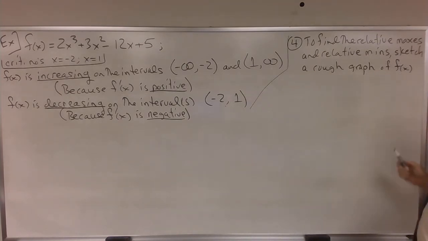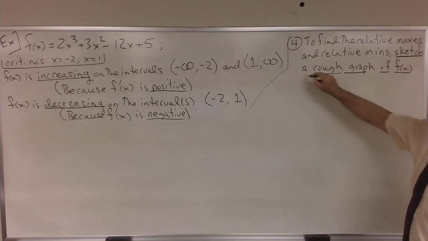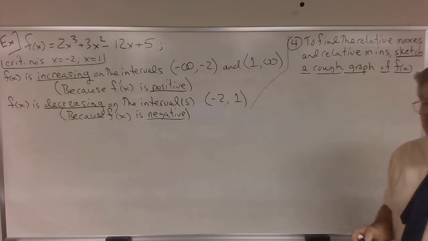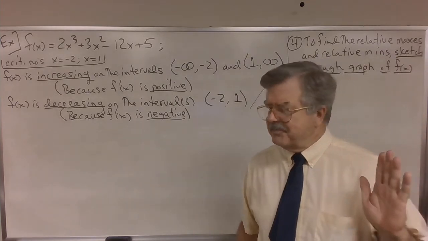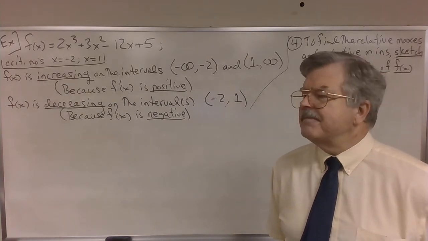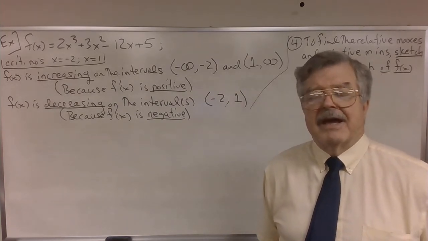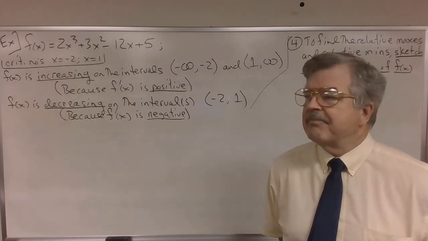Step 4, define the relative maximums and relative minimums. Sketch a rough graph of f of x. Now remember when we were doing asymptotes, I said we've progressed a little bit since the times when we'd always draw the x and y axes when we graph a function.